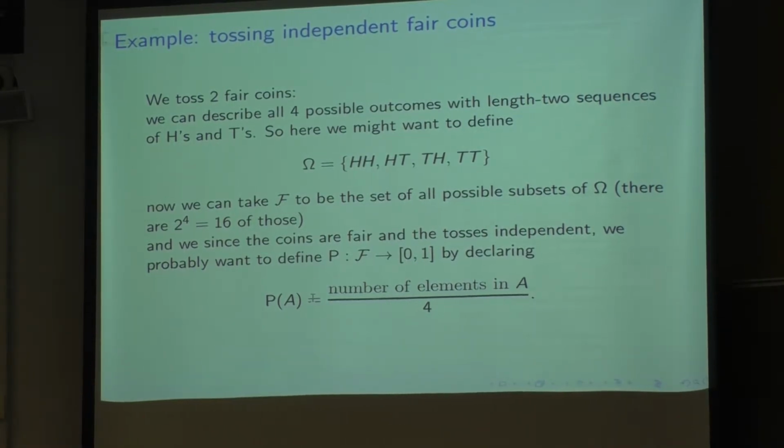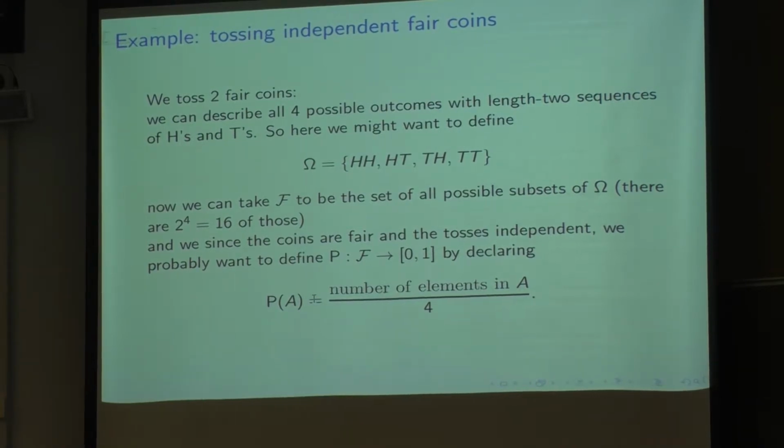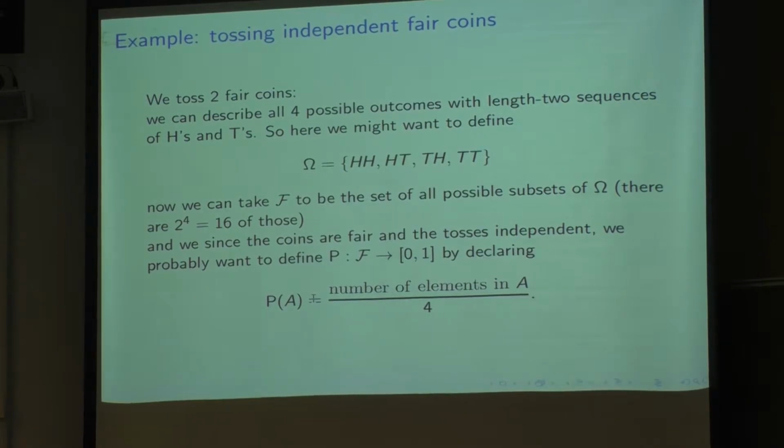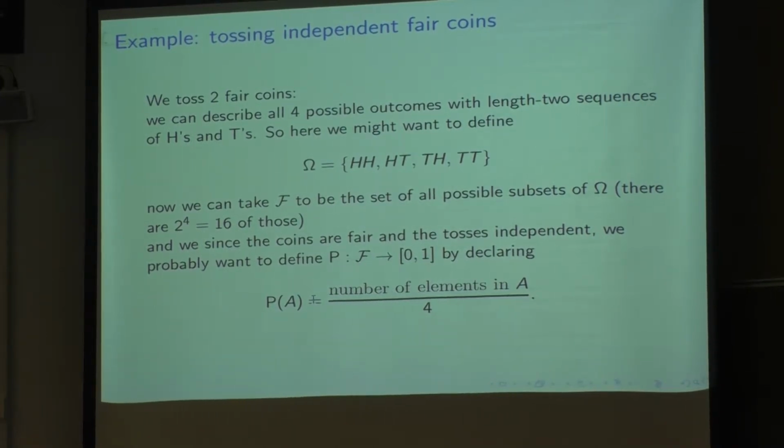Count how many elements are in your event, and then assume that every outcome has the same probability. In other words, take the number of outcomes of your experiment in your event, and divide by the total number of possible outcomes, which in this case is 4. So if we define P of A to be this fraction, we get what we would expect to be the probability of an event under the assumption that the 2 coins are fair and independent. Okay?